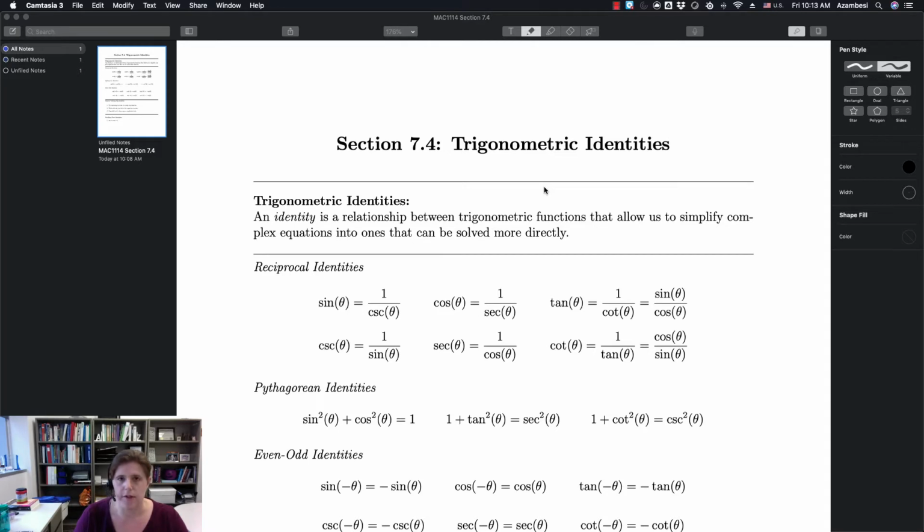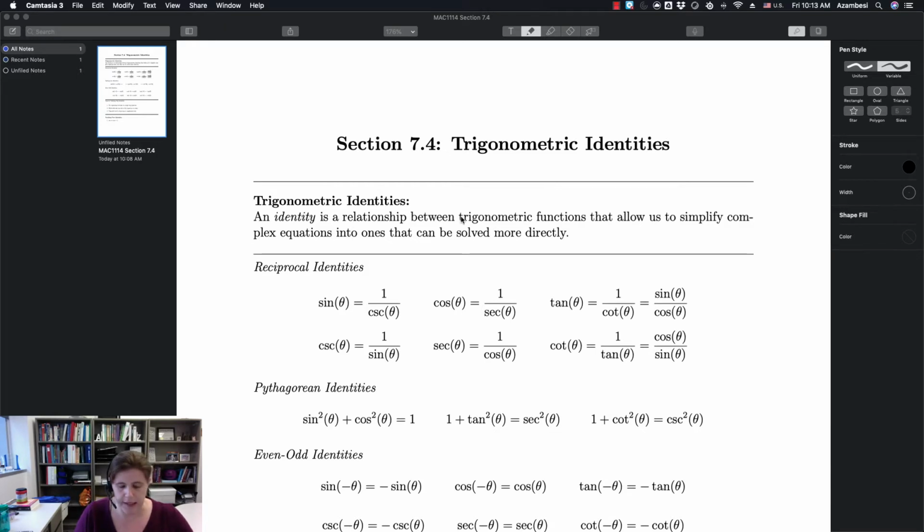This first section, 7.4, is a review of all the identities we've learned so far, and then some practice with manipulation of trig equations so that we can use those identities. As we move on to sections 7.5, 7.6, and 7.7, we will learn some additional formulas or relationships between the trigonometric functions and how to apply those at that time. So all four of these sections will be in quiz number 4, and let's get started.